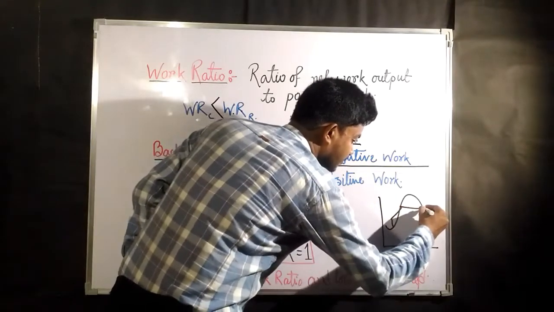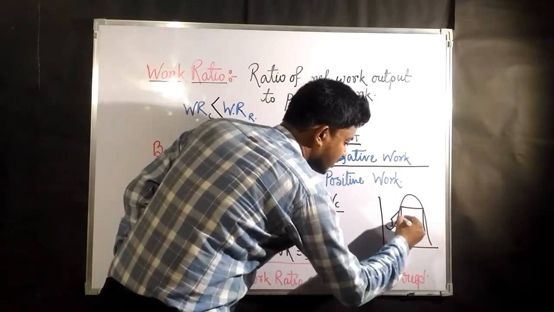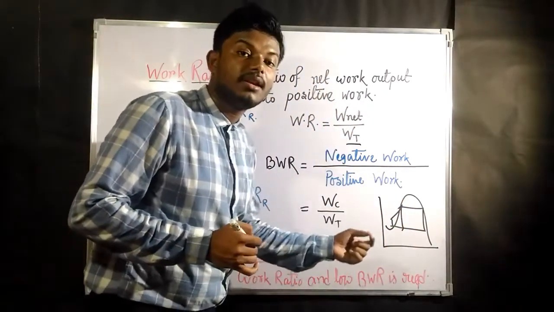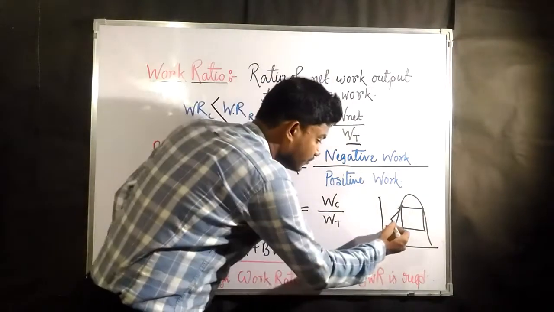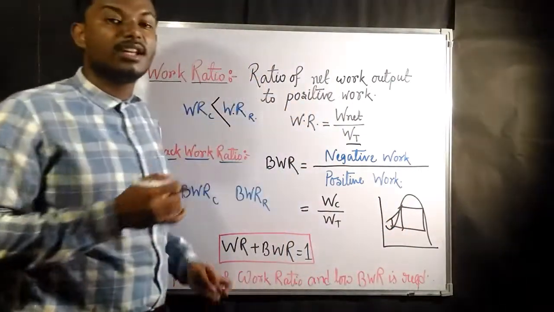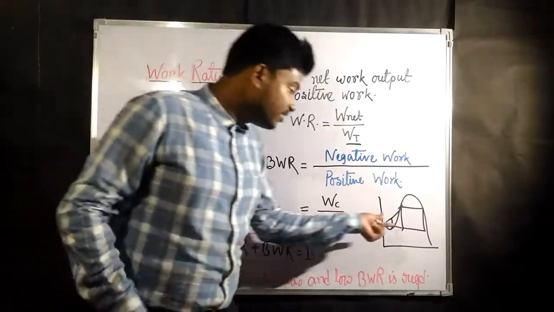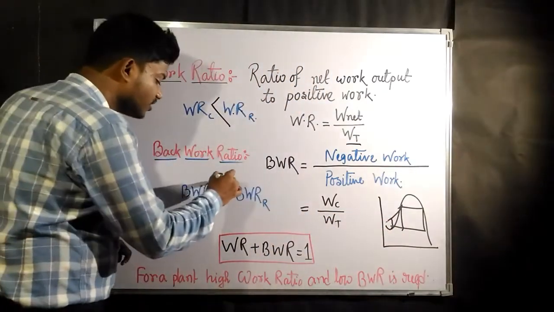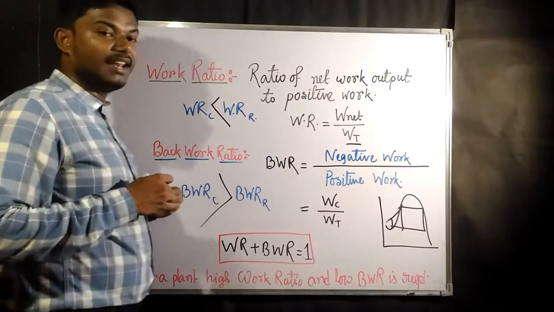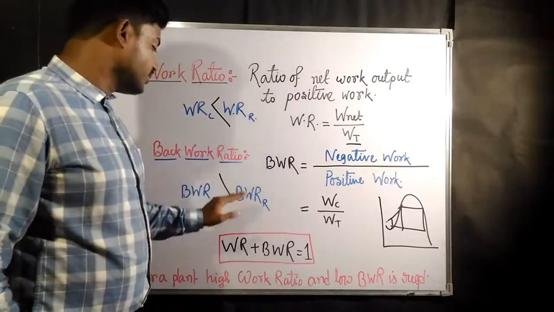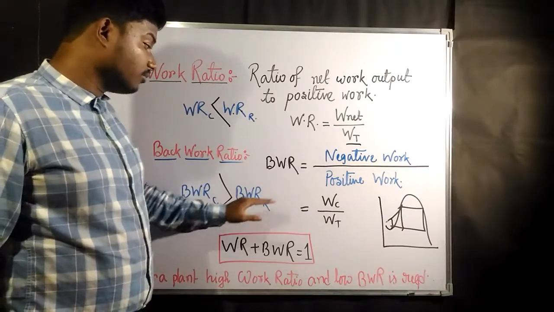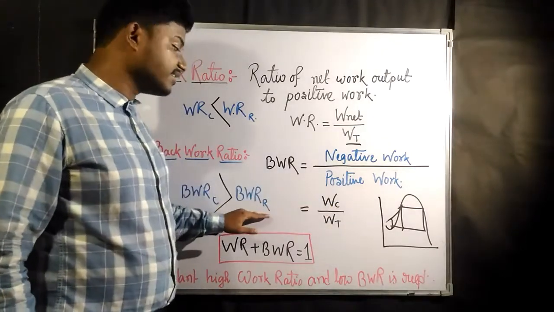this was the Rankine cycle and this was the Carnot cycle. From here to here it was the work done by the compressor in the Carnot cycle, and from here to here it was the work done by the compressor in the Rankine cycle. So obviously for the Rankine cycle the work done by the compressor is less. So the back work ratio for the Rankine cycle is always going to be less.